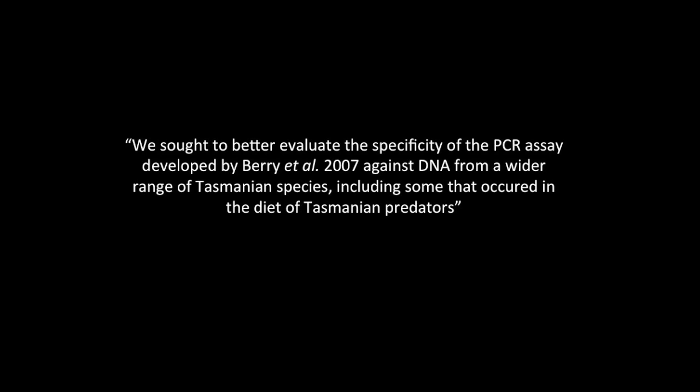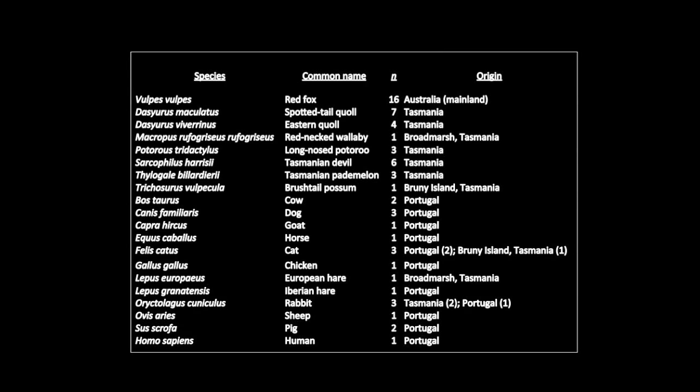We sought to better evaluate the specificity of the PCR assay developed by Berry and others against DNA from a wider range of Tasmanian species, including some that occurred in the diet of endemic Tasmanian predators. In our experiment, DNA samples were harvested from blood, muscle, kidney, liver or spleen and were collected from 20 different species, including the red fox that was taken from Australian mainland populations.